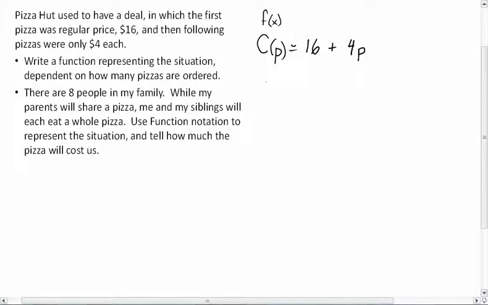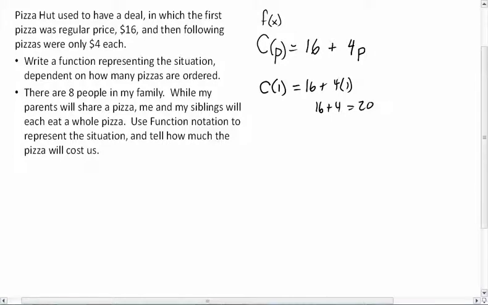Now, we should check this. So let's check it. We'll do a couple of checks. We'll try the cost of one pizza. So that will be 16 plus 4 times 1. We multiply the 4 times the 1, and we add 16. So that would be 16 plus 4, which is 20. Now, is that how it's supposed to be? Should one pizza cost you 20? The answer is no, of course.